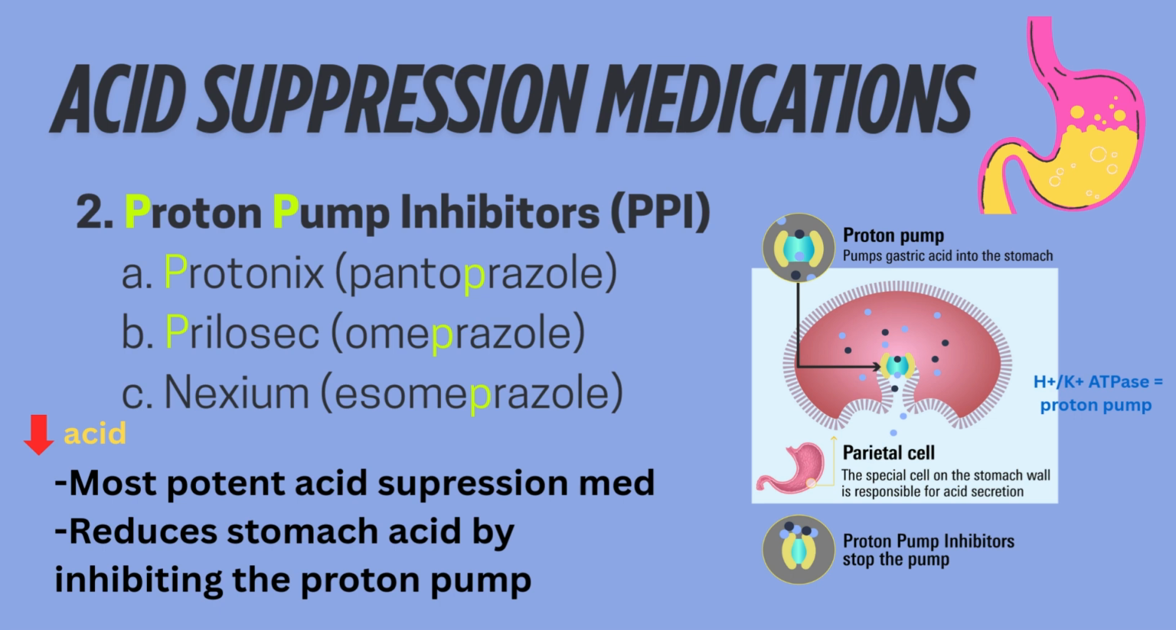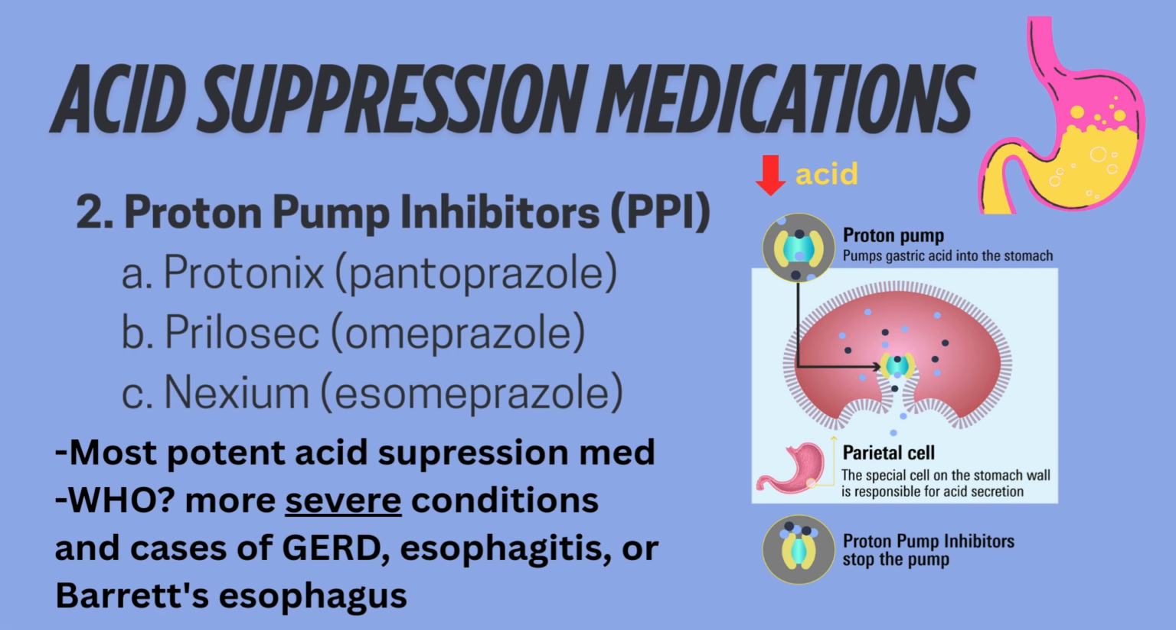So if the PPIs result in a significant and prolonged decrease in gastric acid levels in the stomach, and it's the more potent medication for this, what disease states do you think would be appropriate for this medication? PPIs are used in managing more severe cases of GERD, peptic ulcers like the other medication, but also preventing acid-related damage to the esophagus, like in esophagitis or Barrett's esophagus.